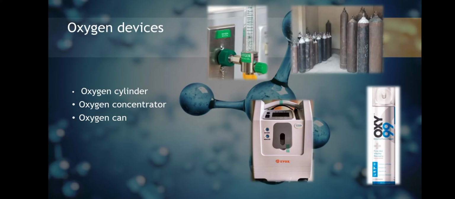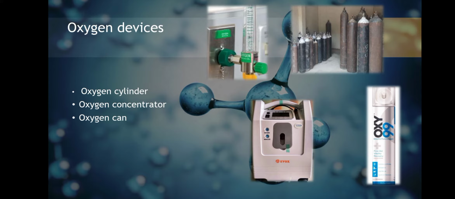Hello friends, this video is about different oxygen devices available in the market. Every oxygen device will have something called a flow meter. So here you can see the flow of oxygen. Usually the unit will be liters per minute. According to your flow requirement, you have to choose different devices that will be required for you.